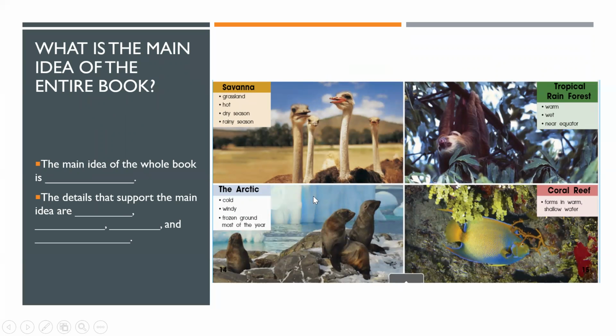So if we look at these as details of the whole book, we can see that the main idea of the whole book is there are many habitats around the world. So the details that support the main idea are savannas, tropical rainforests, Arctic, and coral reef are all habitats in the world.